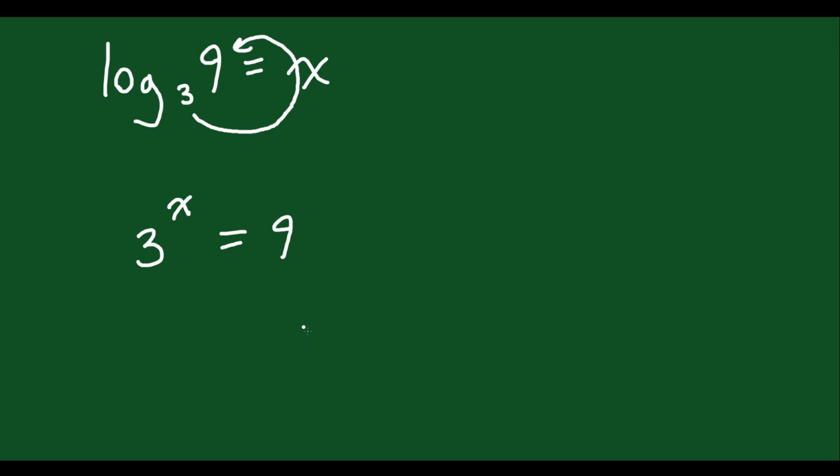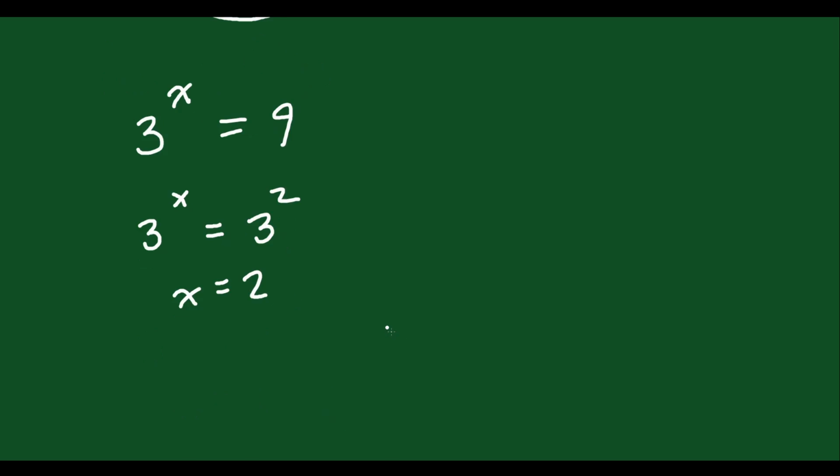Another way you can figure this out is by changing the bases on both sides to 3. So on the left you have 3 to the x, and on the right, rewrite 9 as a base of 3, so 3 squared. And if 3 to the x equals 3 squared, then x must equal 2.